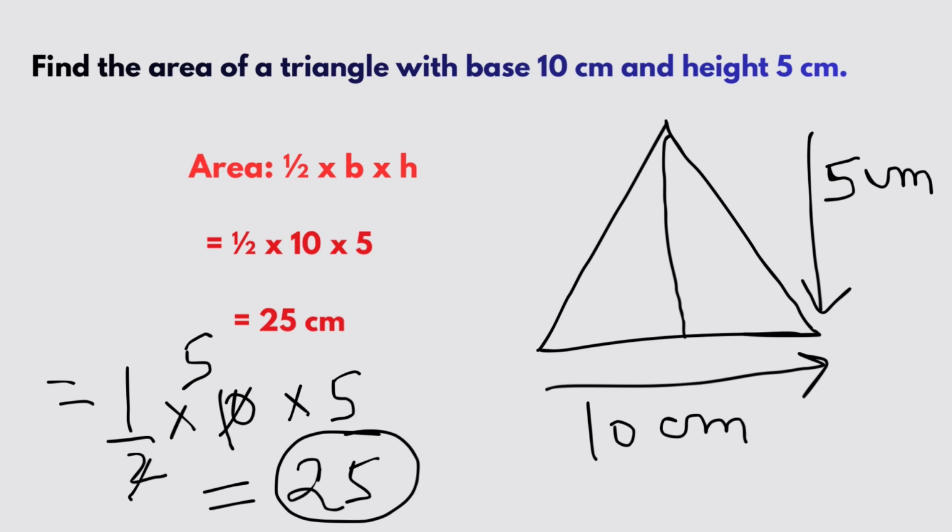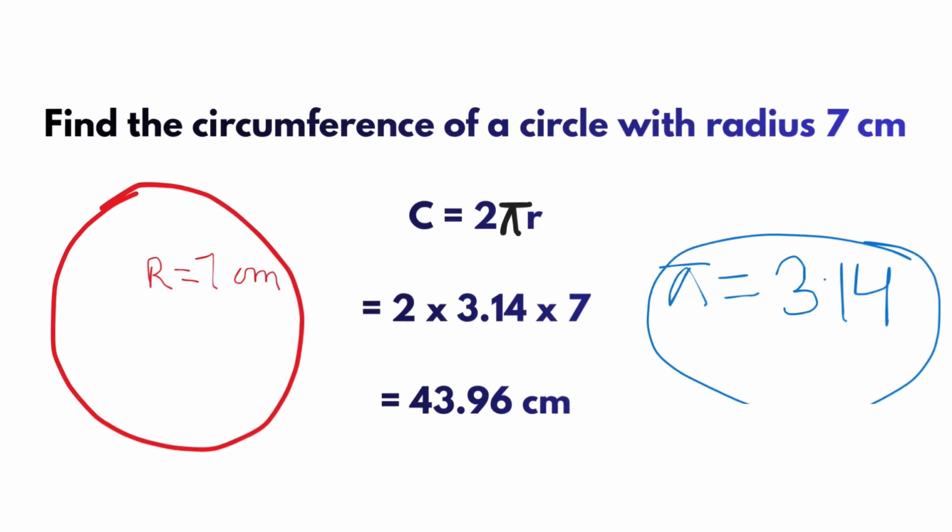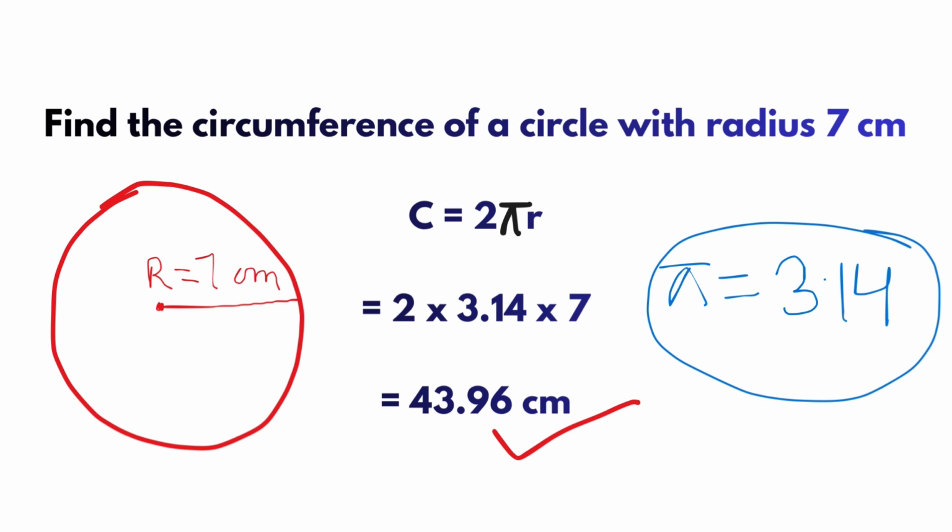Okay, let's understand more clearly with a circle problem. Find the circumference of a circle with radius 7 centimeter, and we know the circumference of a circle is 2 pi r, and pi is already given as 3.14. The pi is always 3.14, okay, by default. So 2 multiply 3.14 multiply 7 gives us 43.96 centimeter, the circumference of this circle.